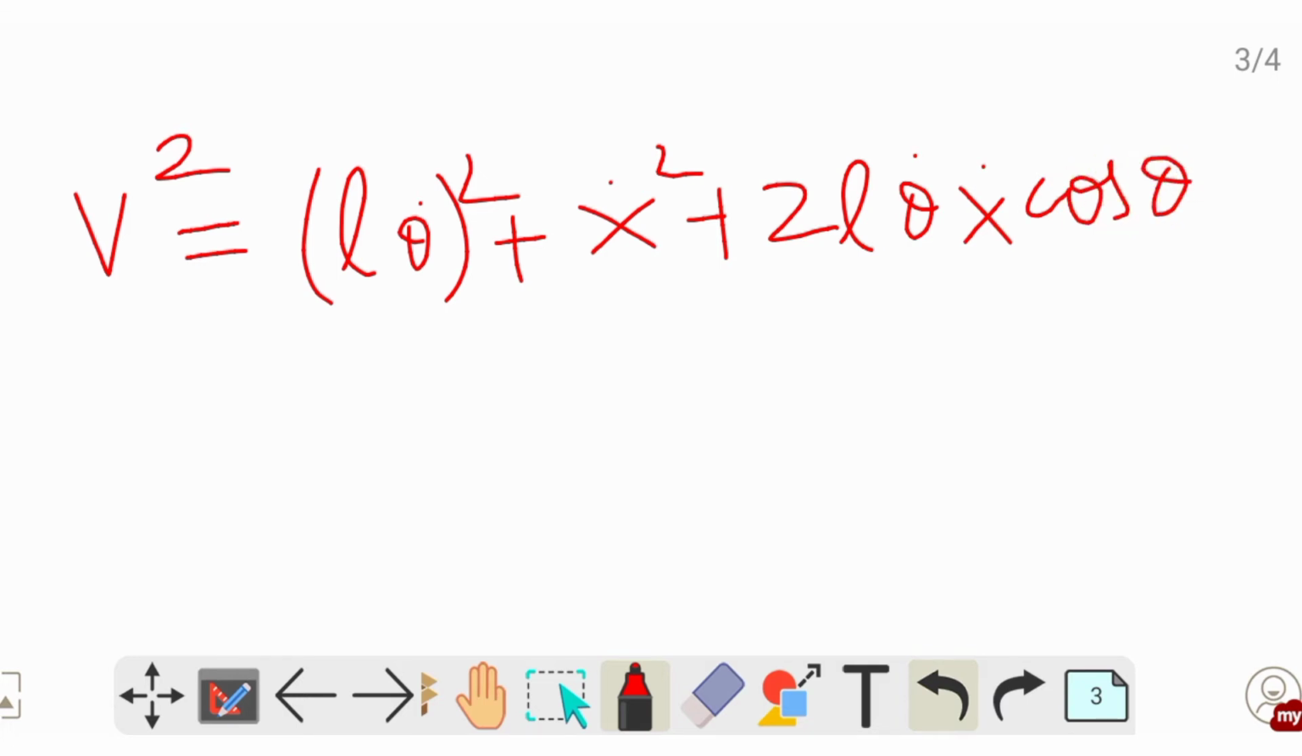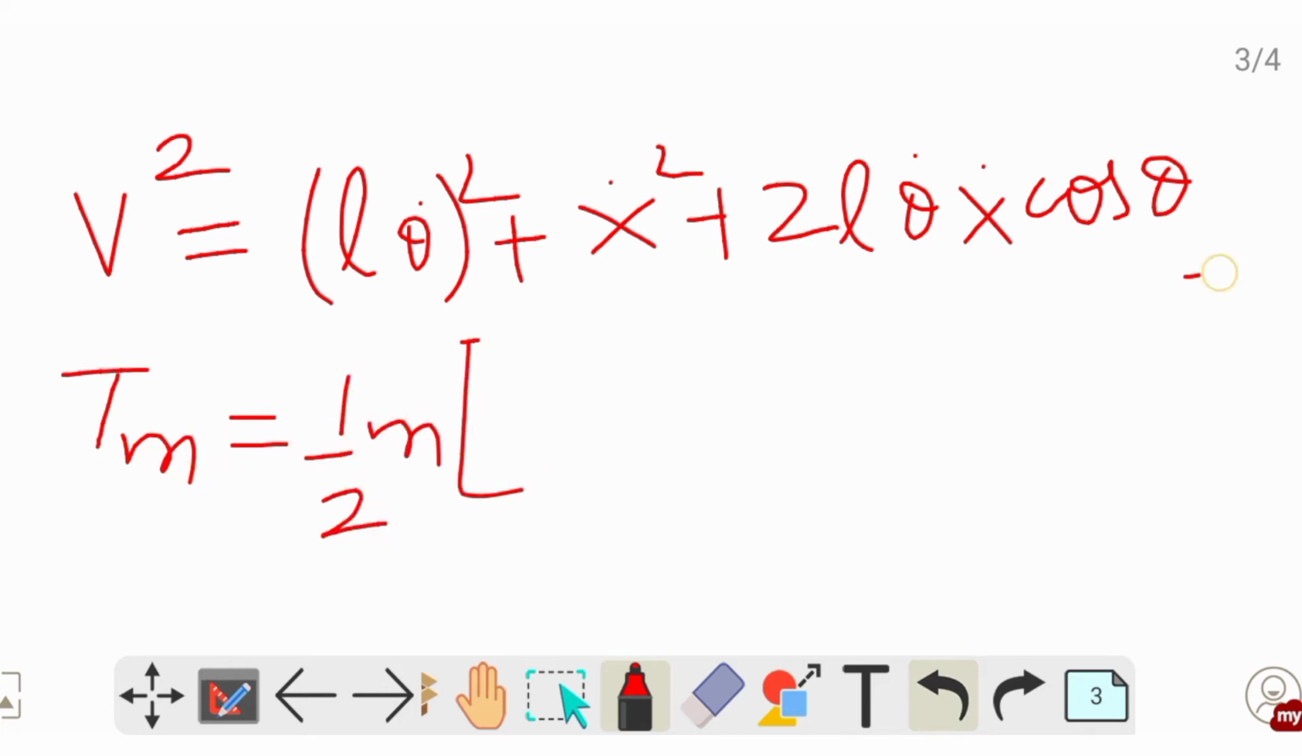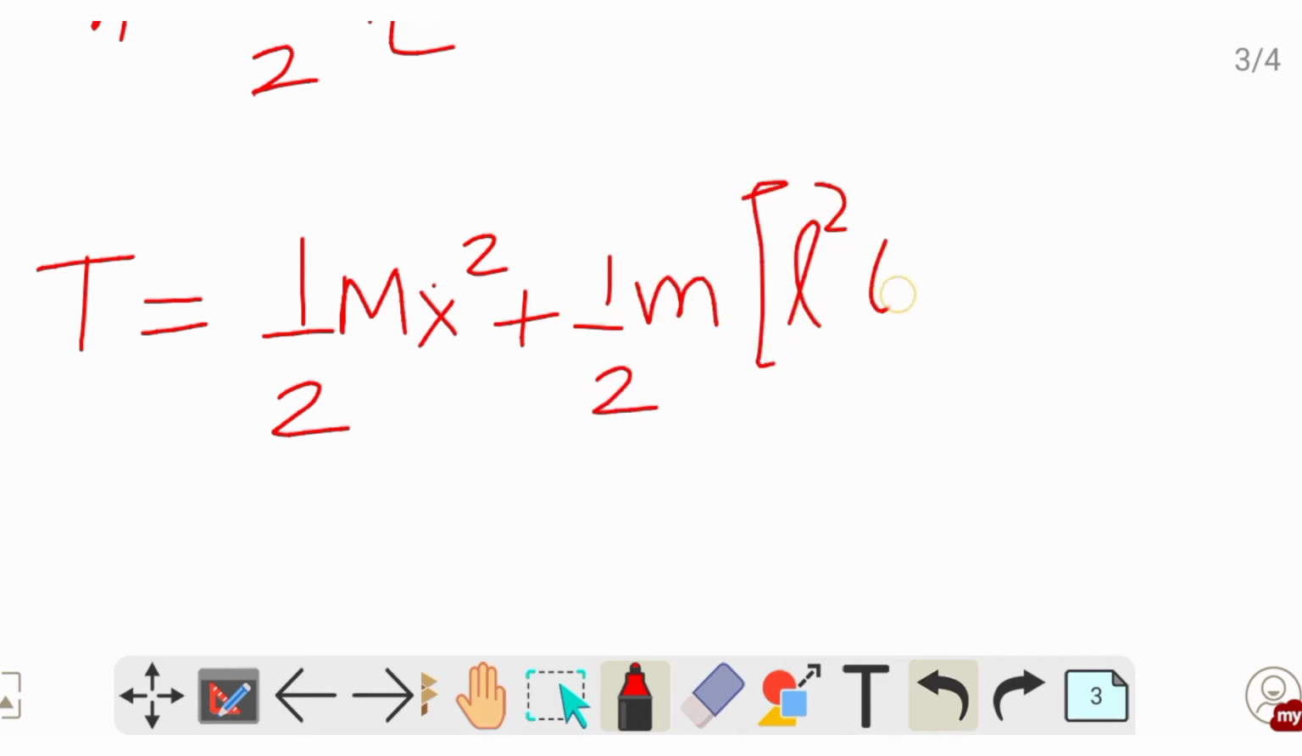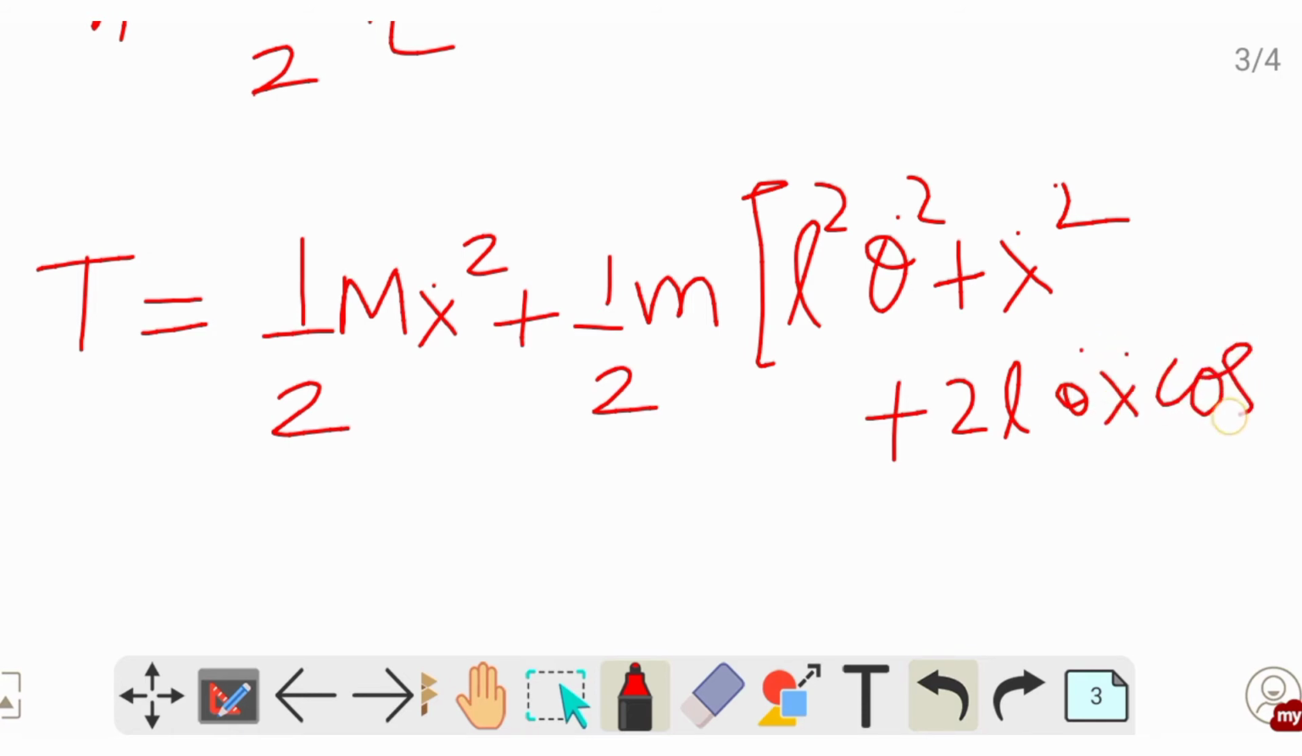So the kinetic energy for the small mass m is nothing but half mv square, so half m times this whole velocity, and the total kinetic energy, exactly similar to the last case, is half M x dot square plus half small m times l square theta dot square plus x dot square, plus 2 l theta dot x dot cos of theta.